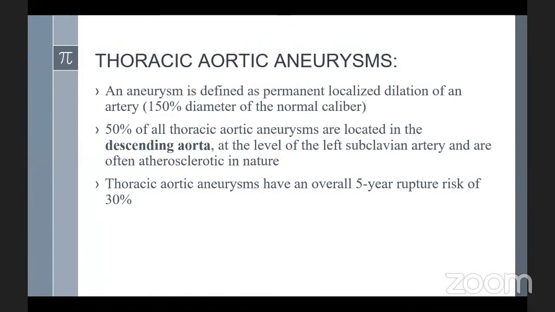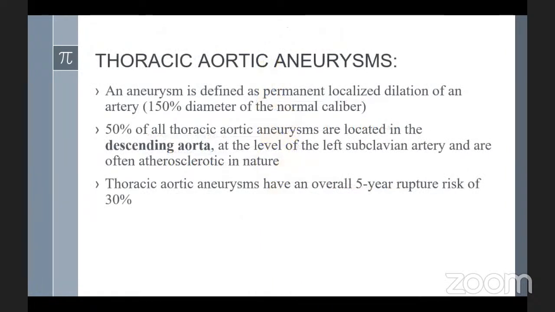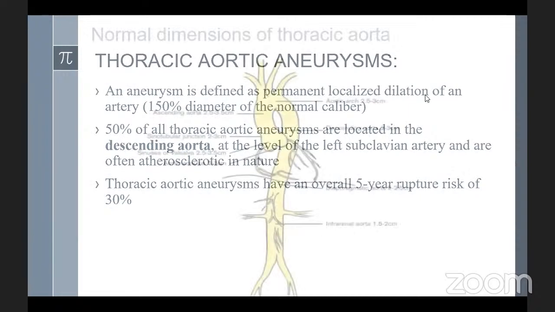So when we start with aortic aneurysm, an aneurysm is usually defined as dilatation of any artery more than 150% of the normal caliber. So if the normal aorta in the descending thoracic is 2 to 3 centimeters, it will be classified as aneurysmal if it is 150% of the normal. That means 1.5 times, so we say starting from 4 to 4.5 is called aneurysmal dilatation of the aorta. 50% of the aneurysms are located in the descending aorta to the left subclavian artery, which starts from here.